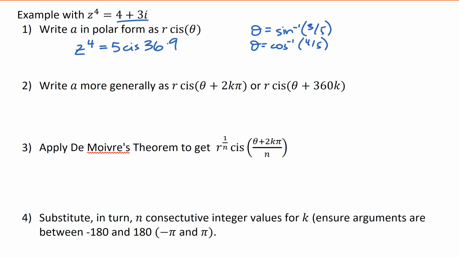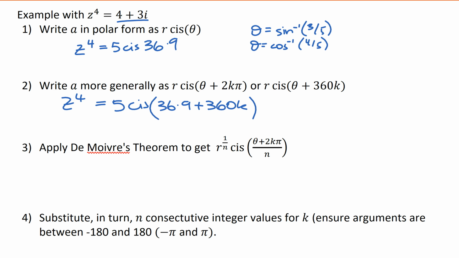Now what I'm going to do is write it down like this. This is probably where you go, what is this all about? But this is just saying that z to the power of 4 is 5 cis 36.9 plus lots of values of 360. If I went 36.9 plus 360, it's the same thing. If I went 36.9 minus 360, it would be the same number. If I did 360 times 2, that would be the same number. Are you happy with that?